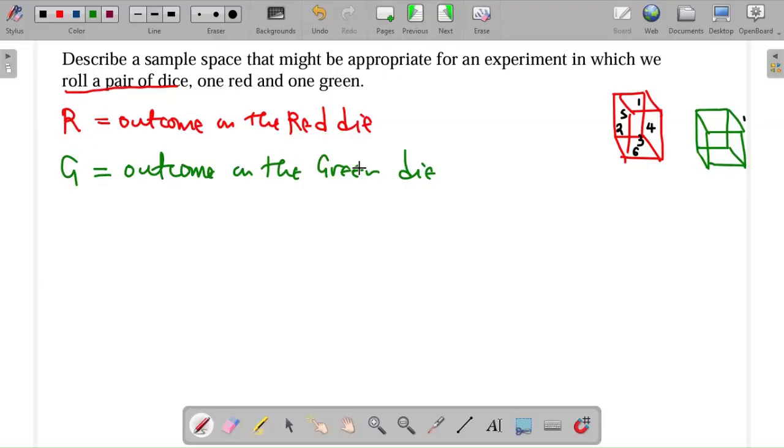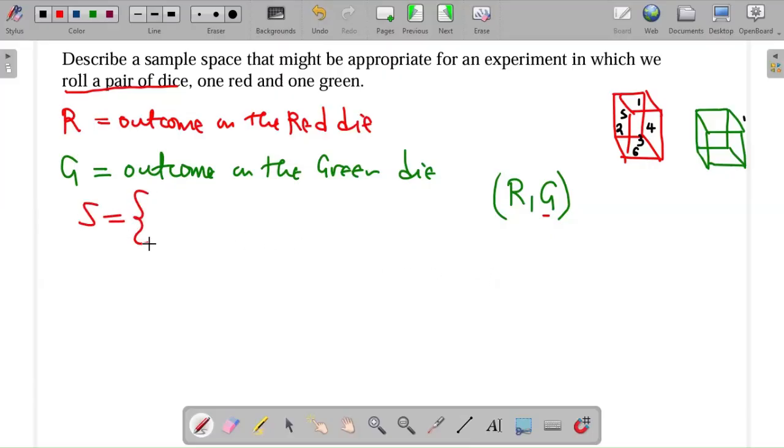The outcome that you get whenever you roll a pair of dice is just going to be (R, G). Meaning that the red one can show 1 and the green shows 2, or the red shows 1 and the green shows 6, or the red shows 6 and the green shows 1. Anything, as long as it's a pair of numbers from 1 to 6. The first number represents the outcome on the red die, and the second number represents the outcome on the green die.